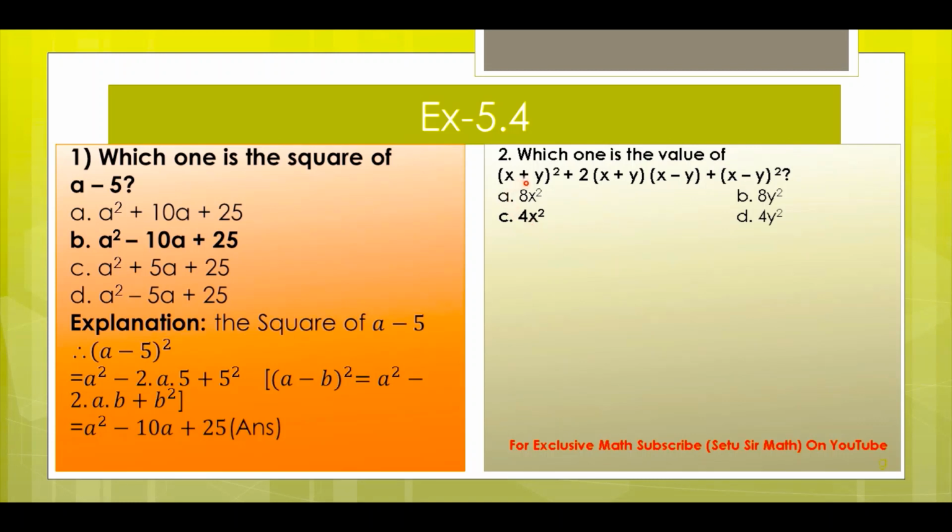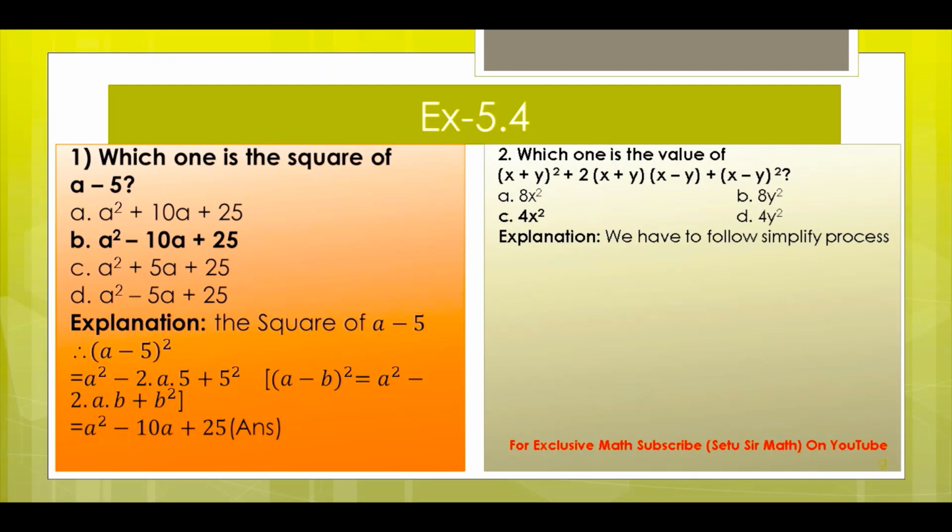At first, look at the question. Please compare with the general formula: a square plus 2ab plus b square. You will see the same thing, a square plus 2ab plus b square. Now I am going to show you the explanation.